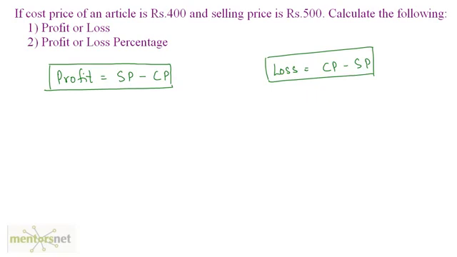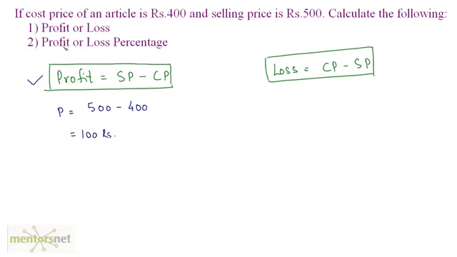So in this case, the selling price is greater than the cost price, which means there is a profit. So profit is equal to the selling price, 500, minus the cost price, 400. So the profit is 100 rupees.